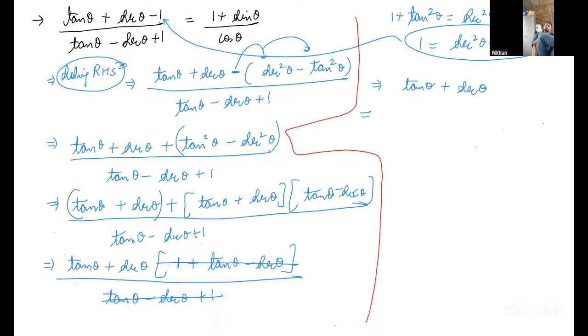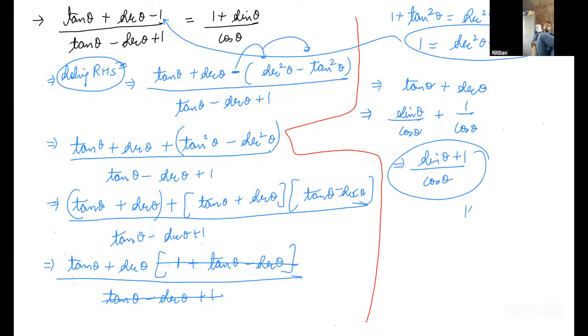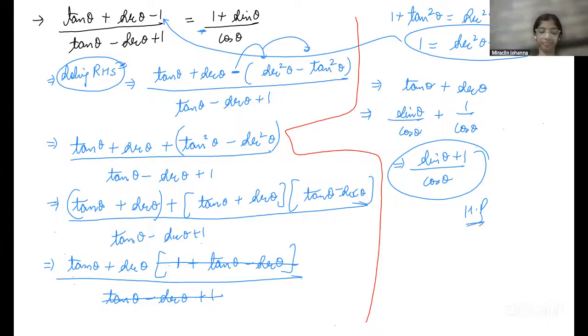Now tan theta can be written as sine theta upon cos theta and sec theta can be written as 1 upon cos theta. Both denominators are already the same, so it will become sine theta plus 1 upon cos theta. I don't have to multiply anything. Did you understand? That is what we had to solve, and I solved it.